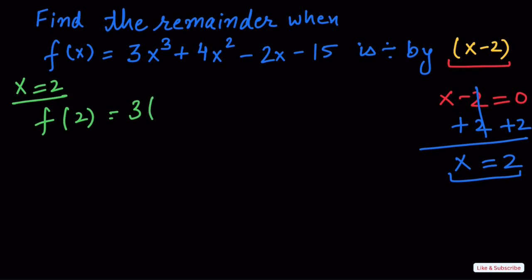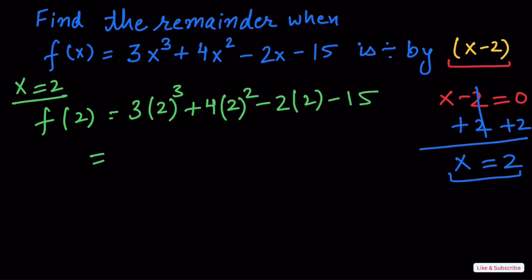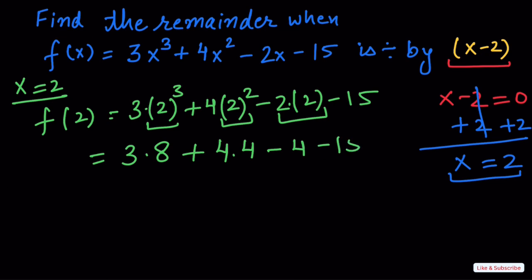That equals 3 times 2 raised to the power 3 plus 4 times 2 squared minus 2 times 2 minus 15. Now what is 2 cubed? 2 cubed is 2 times 2 times 2, that is 8. Now that is 3 times 8 plus 4 times, now what is 2 squared? 2 squared is 2 times 2, that gives you 4, minus 2 times 2, that is 4, minus 15.